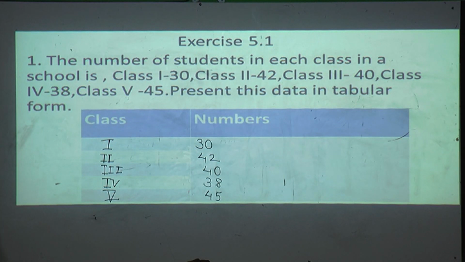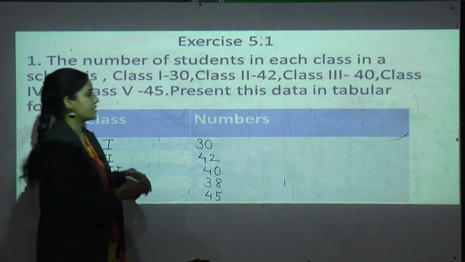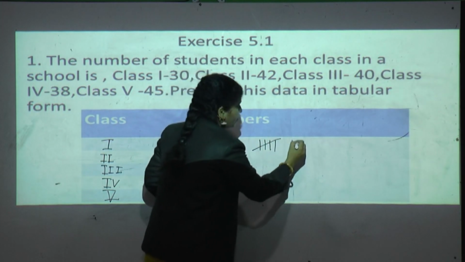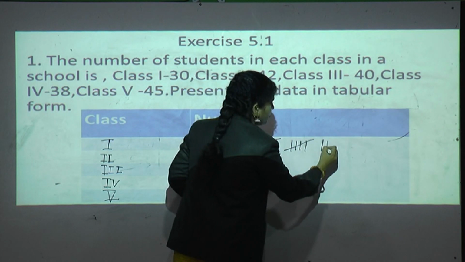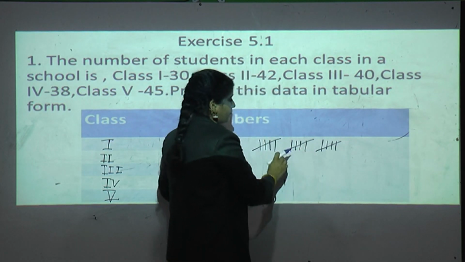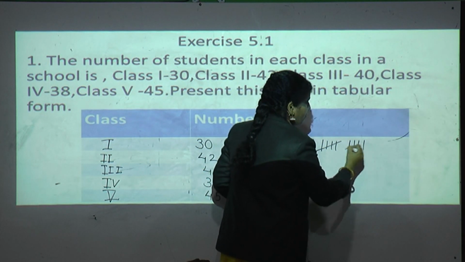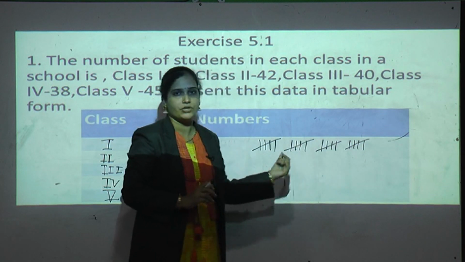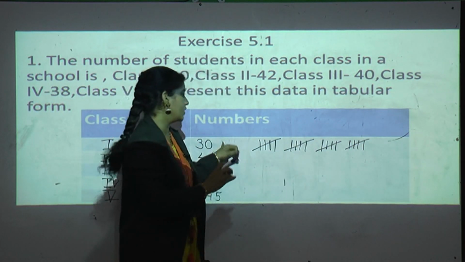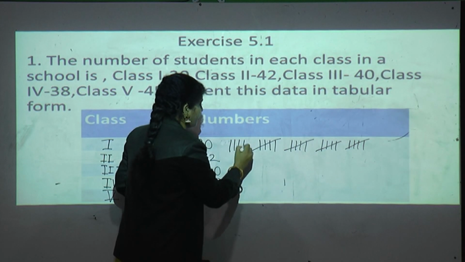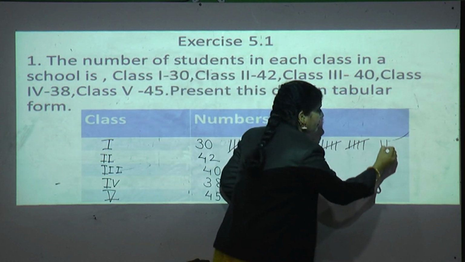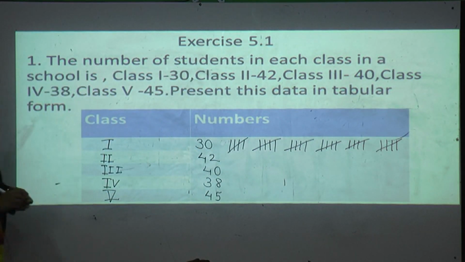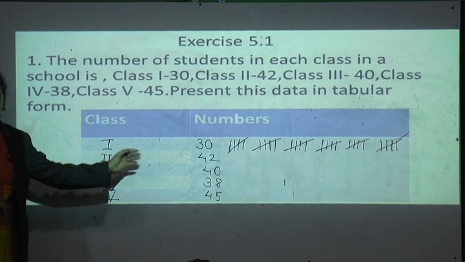Even you can draw tally marks also. Yes, for 30 you can draw 1, 2, 3, 4, 5. 1, 2, 3, 4 and this one is a 5. 15. 1, 2, 3, 4, 5. How many are there? 5 plus 5, that means 20. But we need 30. So again, this 5 and this 5. It makes 30. Okay students, in this way you can show tally marks also in the tabular form.